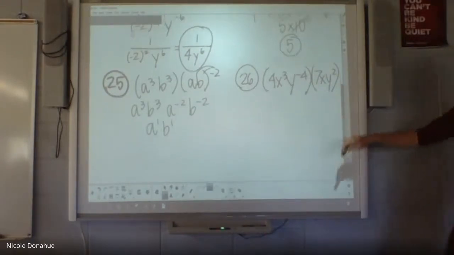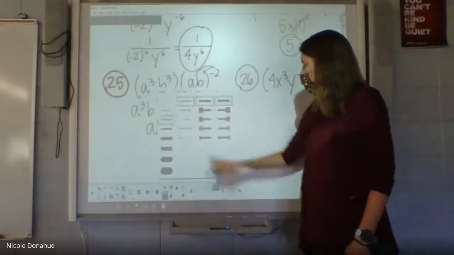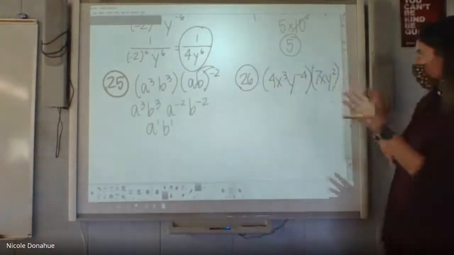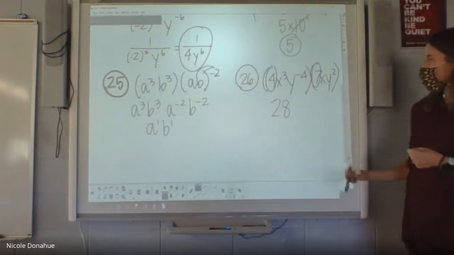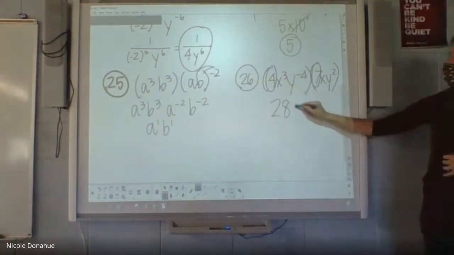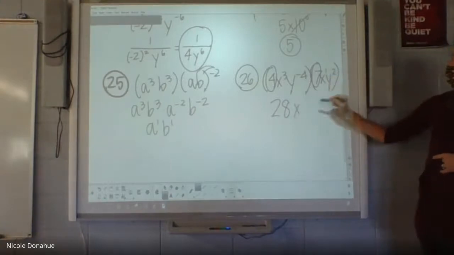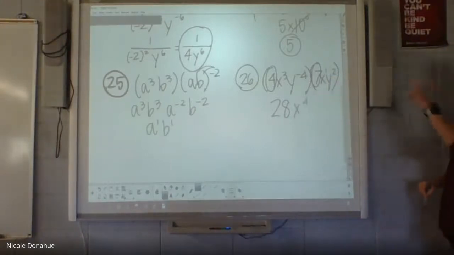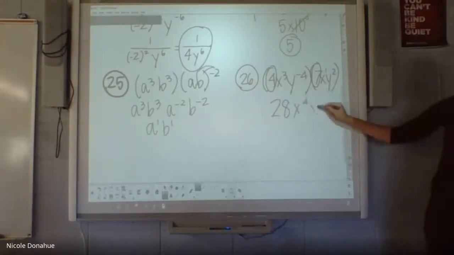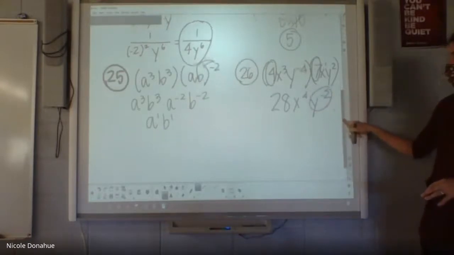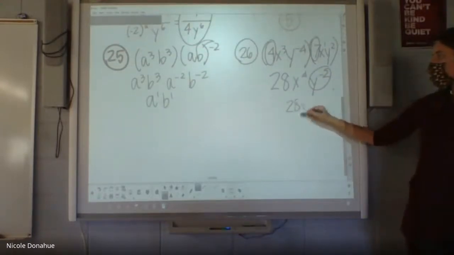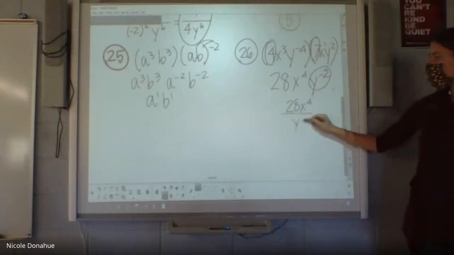Now this one, we're going to be multiplying. There's no power to a power to worry about, so I'm just doing 4 times 7, which is 28. X to the third times x is going to be x to the fourth. Y to the negative fourth and y to the second is going to be y to the negative 2. But then that negative exponent, I can't leave where it is. I have to move it to the bottom. So that's going to go on the bottom.